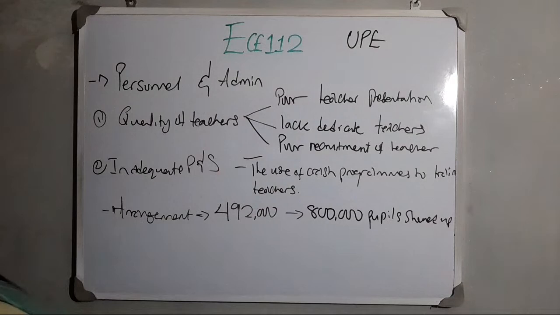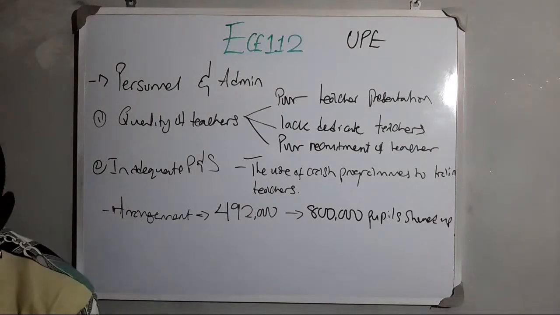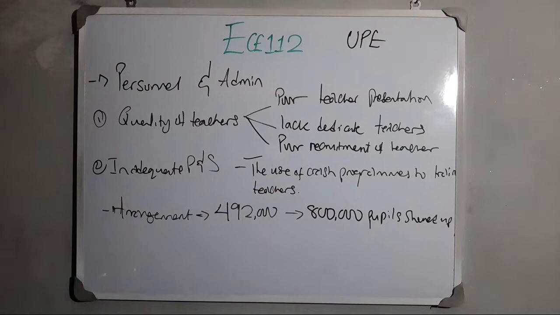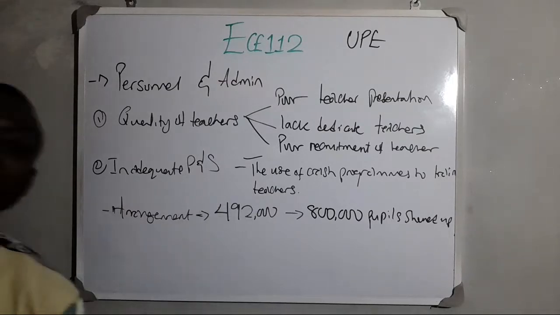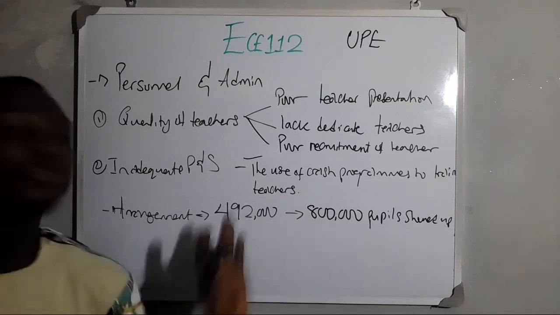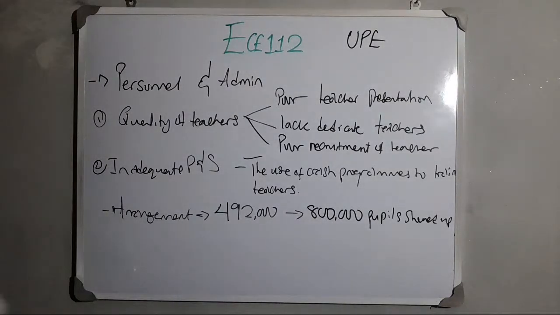So now the capacity they had was not for 800,000. The capacity they had budgeted for was about 492,000. Now, can you see the margin between these two figures? It acted as what led to the failure of UPE, because the arrangement is different and the expected outcome became different. We have that as that.